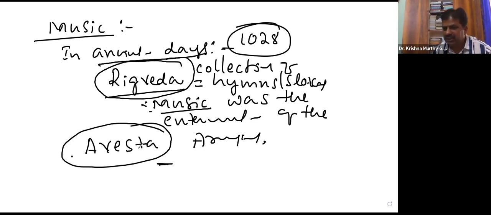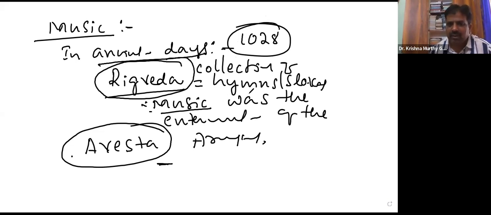And another advantage is that it was the first Indian text to join the 100 Club of the World Literary Heritage of UNESCO. It was the first Indian text recognized by UNESCO in the early 1960s. So this is a development. So Rigveda is also the first important Veda.